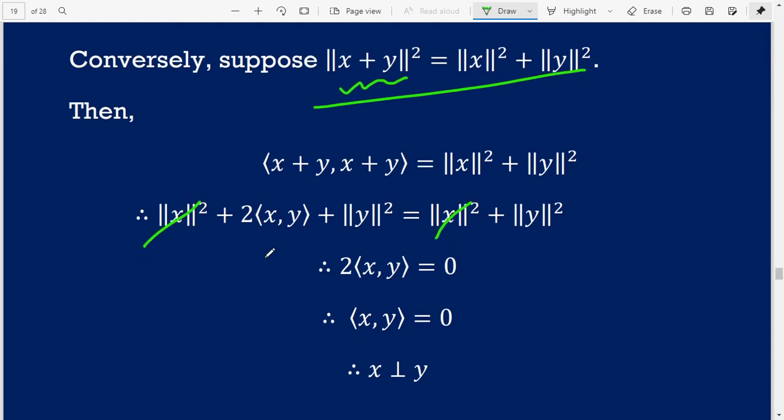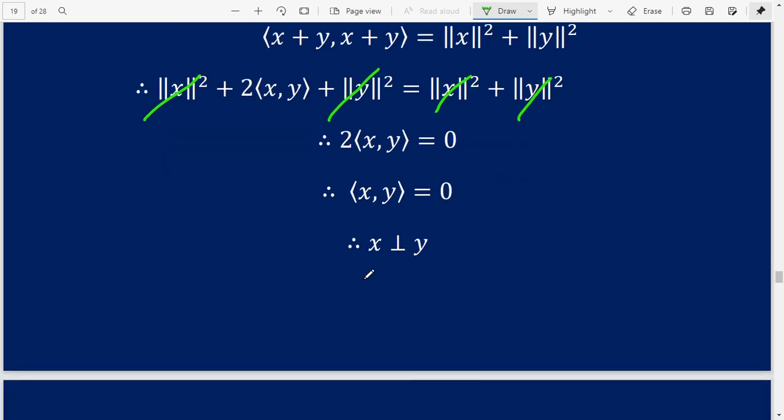So norm x squared cancels out, norm y squared cancels out. So 2 into inner product x with y is equal to 0. So inner product x with y is equal to 0. So x is orthogonal to y.